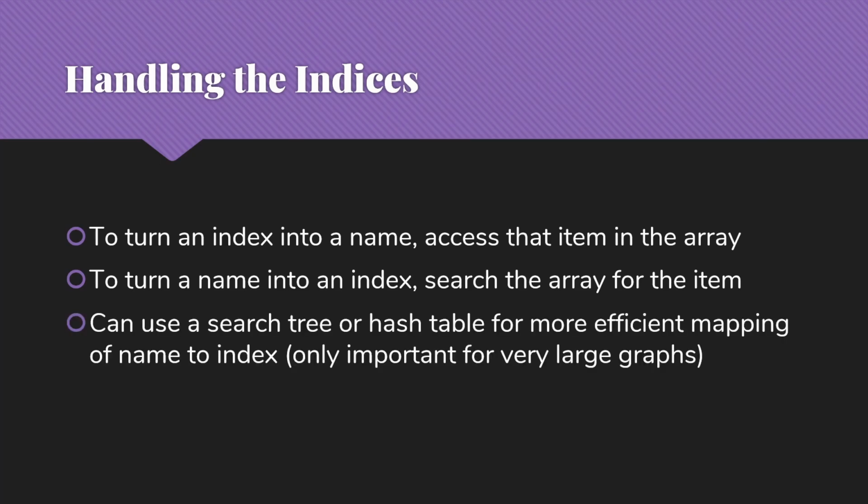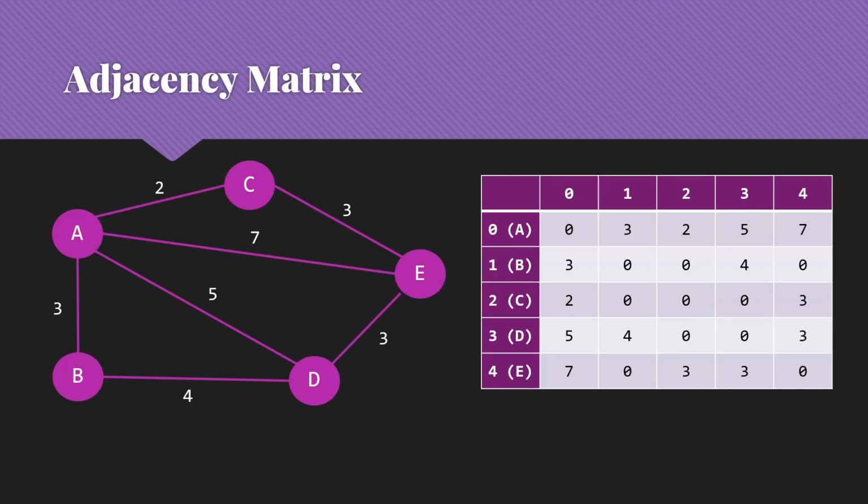We could use a search tree or a hash table to more efficiently map the name to the index, but that's really only important for very large graphs. Our linear search is probably going to be good enough for us for many situations. But let's look briefly at what the adjacency matrix for our undirected weighted graph would look like.